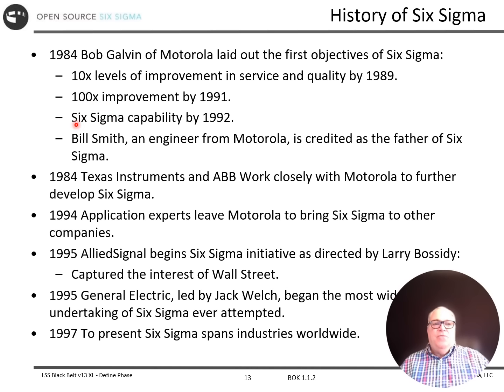The whole idea of rolled throughput yield came in here in the early 90s. Bill Smith is sort of the father of Six Sigma. My old boss, Mike Harry, worked with him in Chicago, coming up with some of the concepts and writing the first papers on the subject.